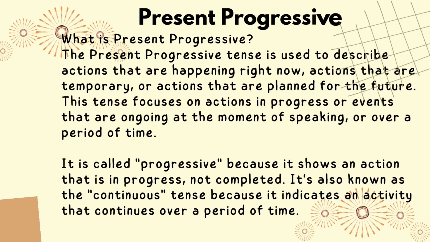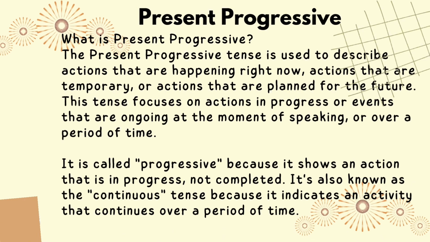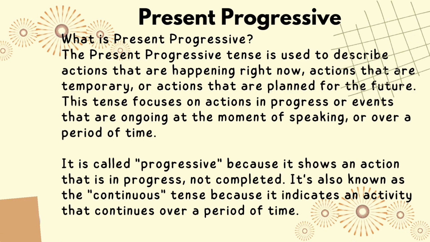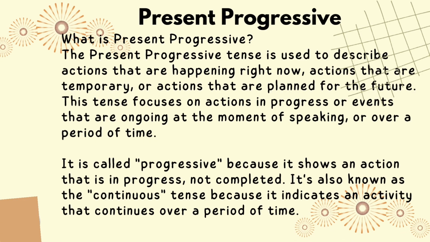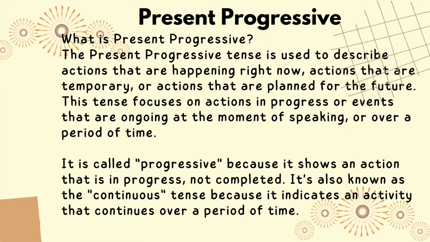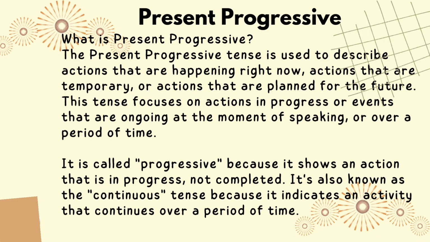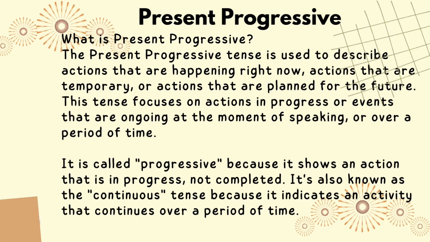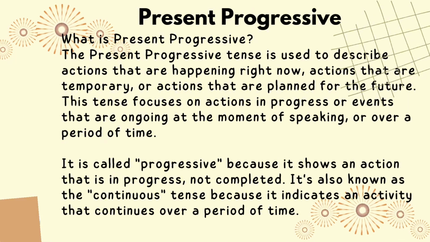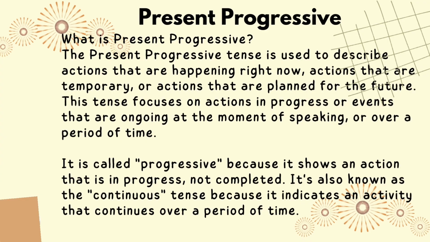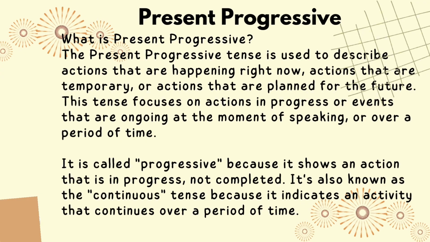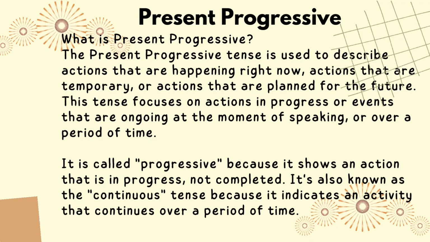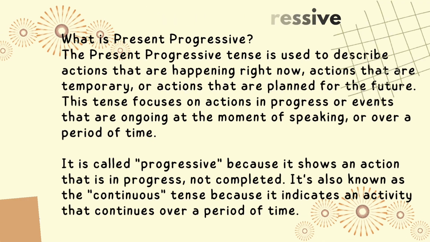And now we go to present progressive. What is present progressive? The present progressive tense is used to describe actions that are happening right now, actions that are temporary, or actions that are planned for the future. This tense focuses on actions in progress or events that are ongoing at the moment of speaking or over a period of time. It is called progressive because it shows an action that is in progress, not complete. It's also known as the continuous tense because it indicates an activity that continues over a period of time.